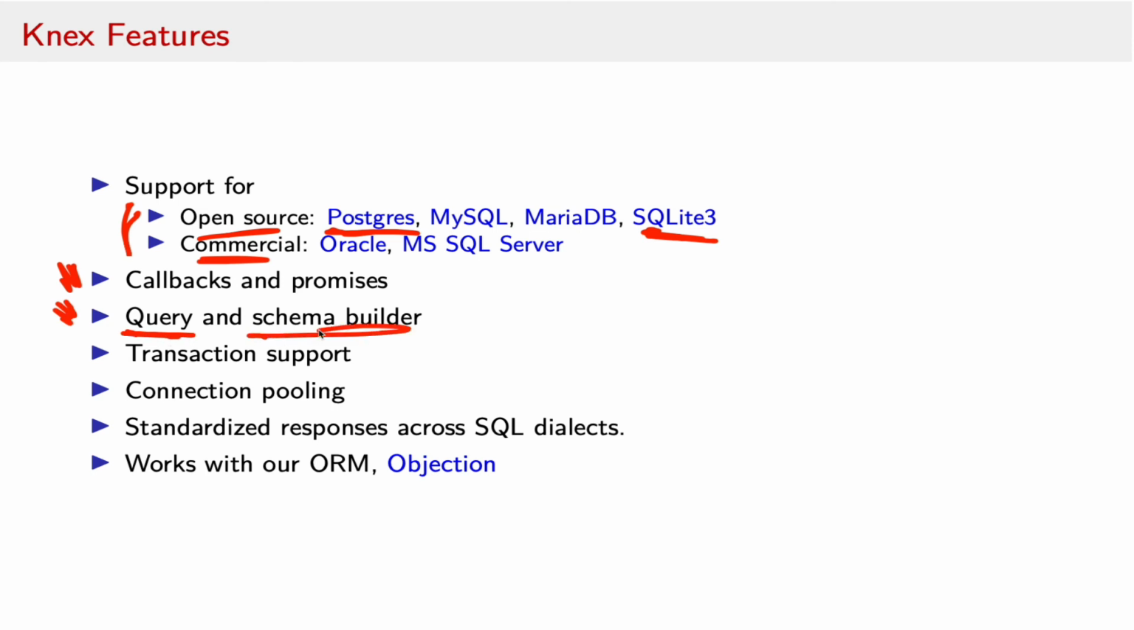Knex also has a schema builder, so we can program in JavaScript to tell the database how to create new tables, how to create relationships between tables, how to update existing tables, and so forth. So we can use that for both schema maintenance and for writing the queries themselves. We'll see that Knex supports transactions, which is an important element of getting a database management system to work correctly.